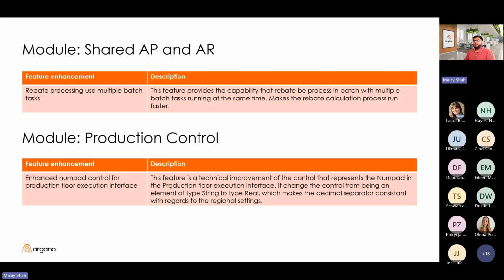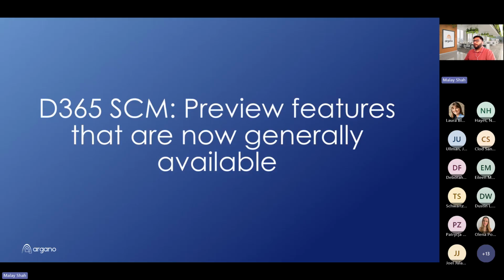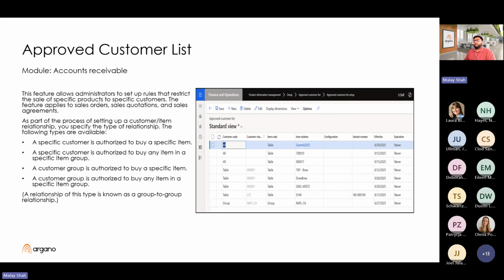Next, these are the preview features that have now become generally available. We'll just have a glance at those. The first one is the approved customer list. This one is in accounts receivable. This feature allows the administrator to set up rules that restrict the sale of a specific product to a specific customer. This feature applies to sales orders, sales quotations, and sales agreements.